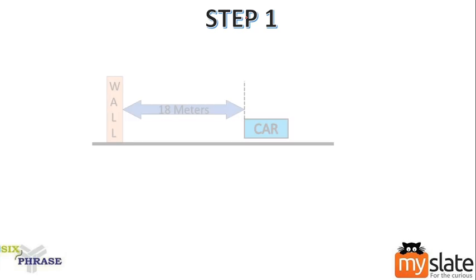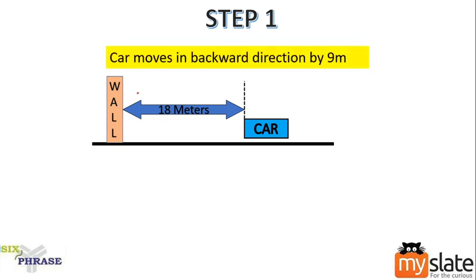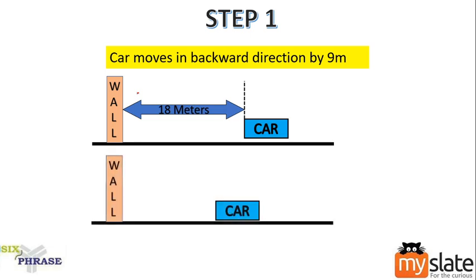Now, for the next step, step 1. You know the initial arrangement. There is a car and the wall is 18 meters away. What happens in step 1? Car moves in backward direction by 9 meters. First it will move in backward direction, right? So if it moves in backward direction, the car will be closer to the wall. In this case, what is the distance between the car and the wall? The distance will be 9 meters. Clear? Like that, we are going to proceed with the problem.